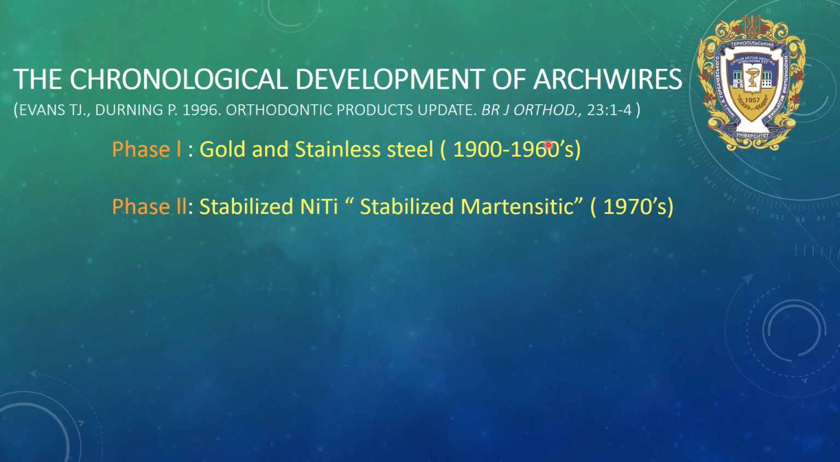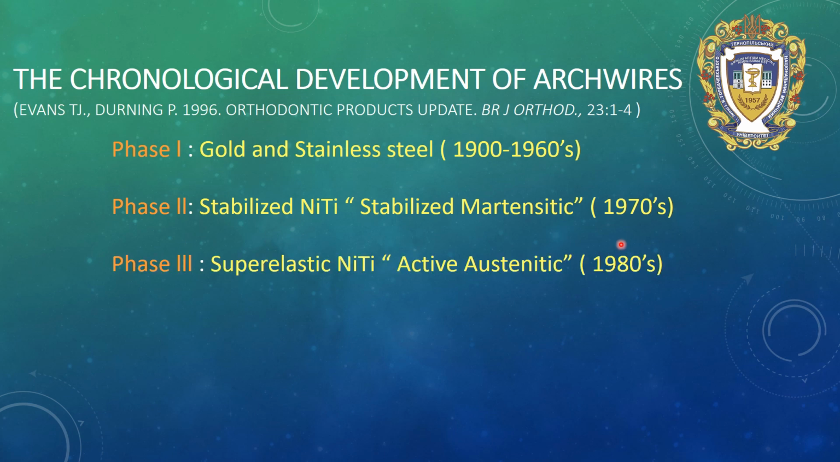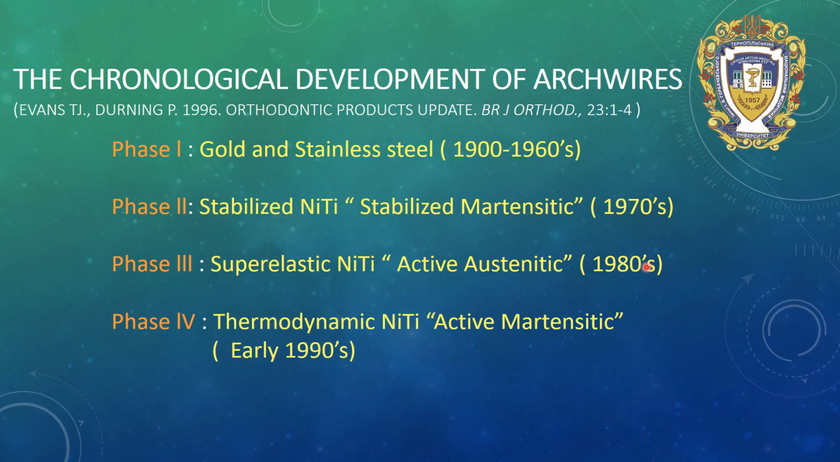Next phase: stabilized nickel titanium archwires, called stabilized martensitic, in the 70s of the last century. Third phase: superelastic nickel-titanium archwires, called active austenitic, 1970s. Fourth phase: thermodynamic nickel-titanium, active martensitic. And now a great thermodynamic.